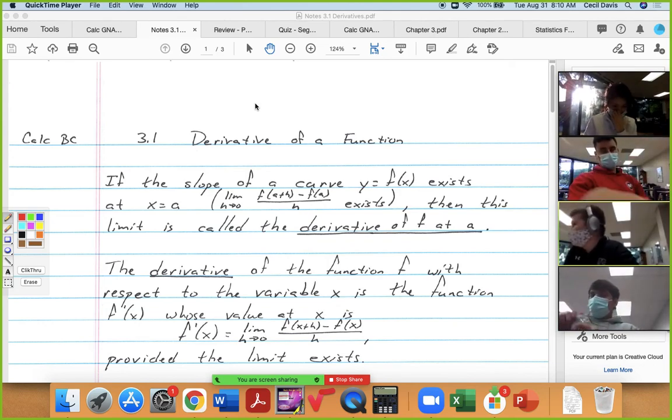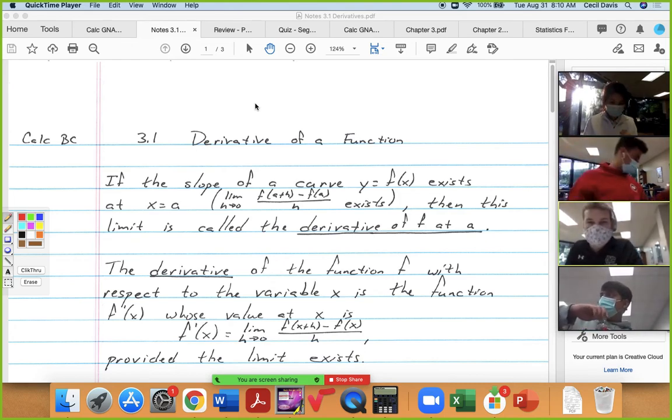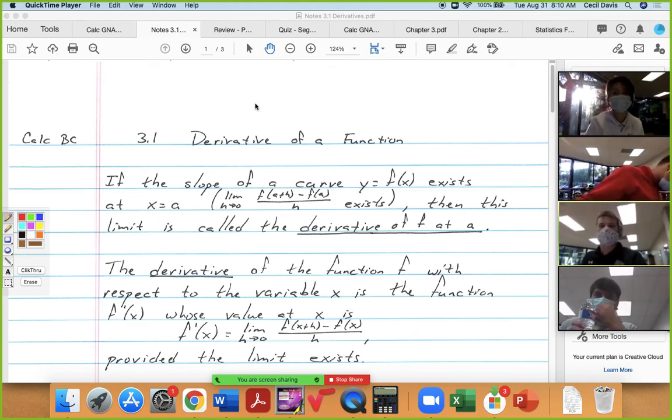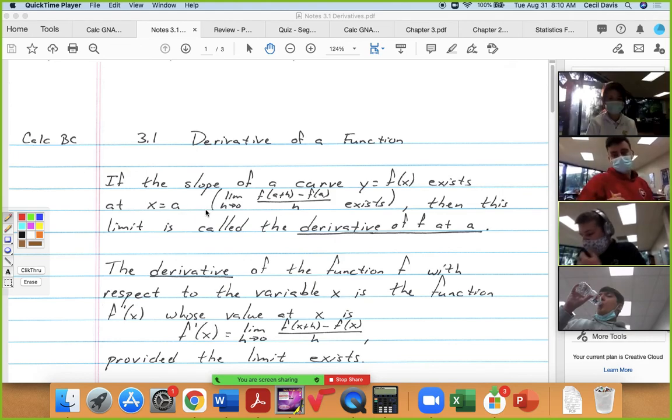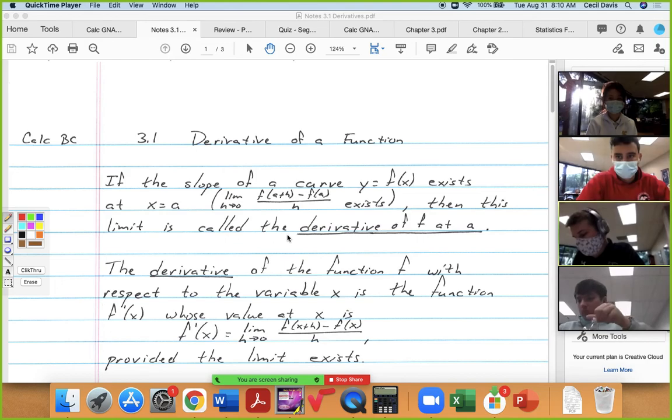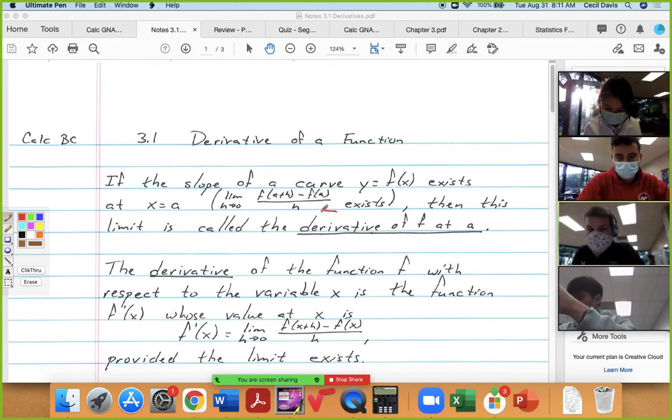All right, so today we're going to expand a little bit on something that we have been doing, and that is this particular limit. If the slope of a curve y equals f of x exists at x equals a, that is, the limit as h goes to 0 of f of a plus h minus f of a over h exists, then this limit is called the derivative of f at a. So that's a new term for you, the derivative.